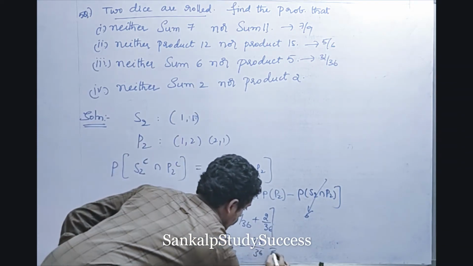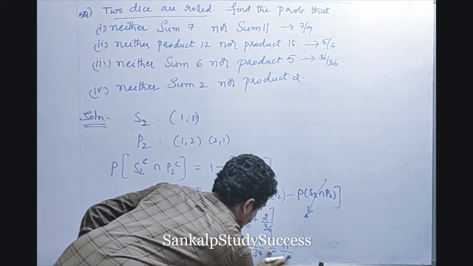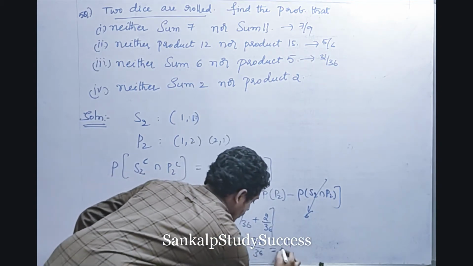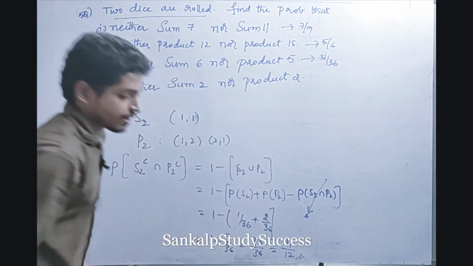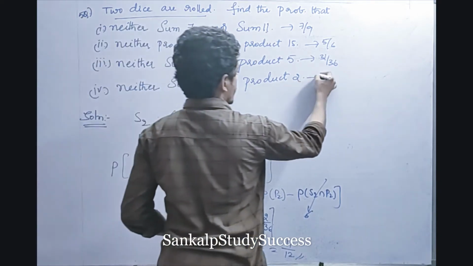So 11 by... what is the probability difference? 3 ones are 3, 3 ones are 3, 3 twos are 6. 11 by 12 is the final answer. So this probability is 11 by 12.